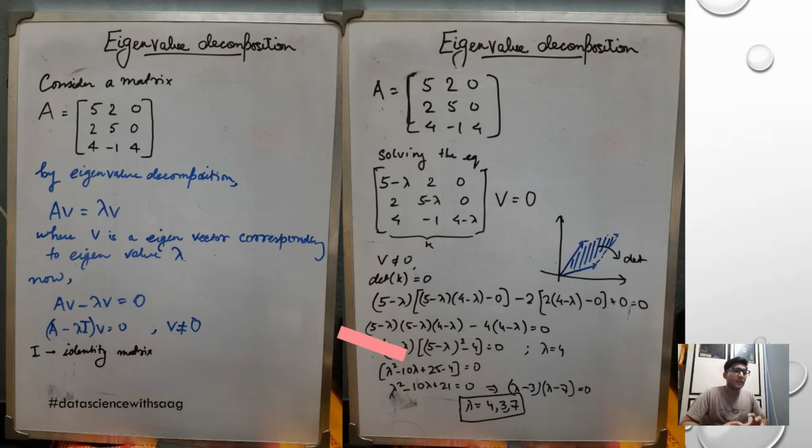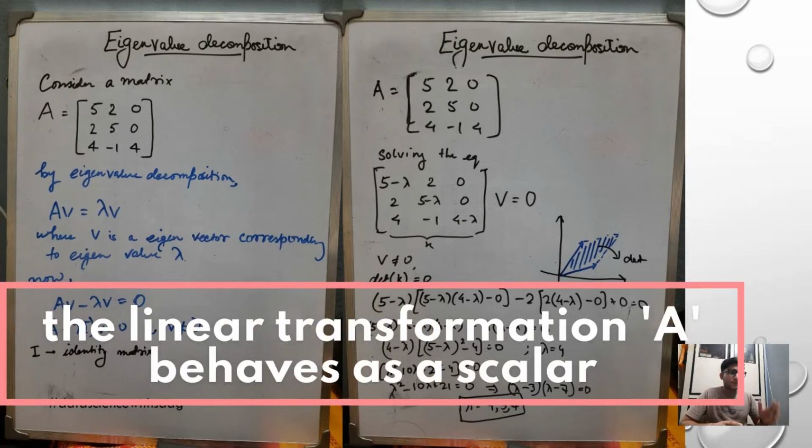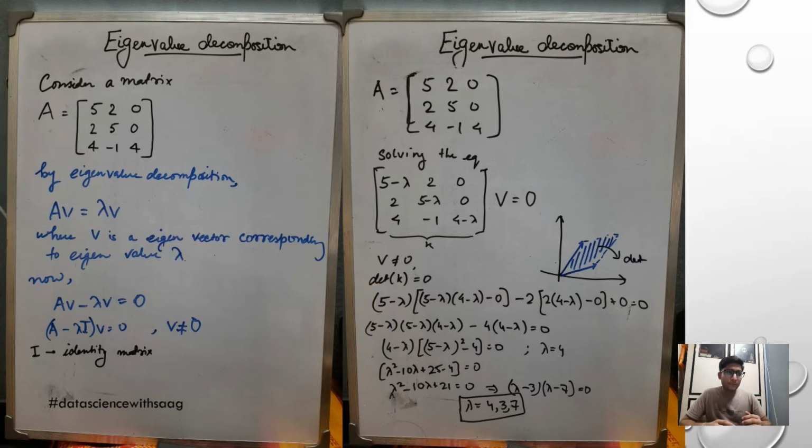So first of all, we see a matrix A with its column vectors 5, 2, 4, 2, 5, minus 1, and 0, 0, 4. The way eigenvalue decomposition works is we take A, the matrix, multiplied by a vector, which would be equal to a scalar multiple of that vector. So A V equals lambda V. Lambda is a scalar, and V is the eigenvector corresponding to the eigenvalue lambda. Using the mathematical computation, as we can see in the image, we would have three eigenvalues at the end of the computation, which are 4, 3, and 7.